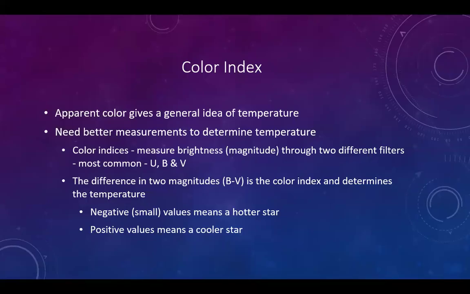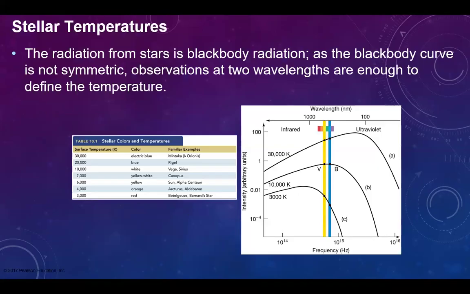Infrared thermometers measure two infrared wavelengths and determine the temperature that way. Negative or very small values mean a hotter star. Positive values mean a cooler star. So here, V is sort of a yellow-green, and blue is a blue. And you can see at the hotter star, because you're measuring B minus V.